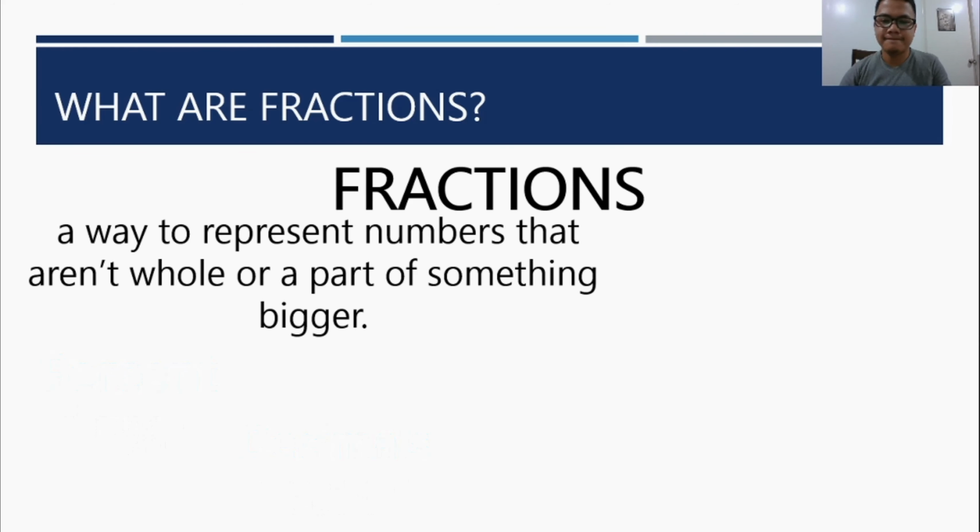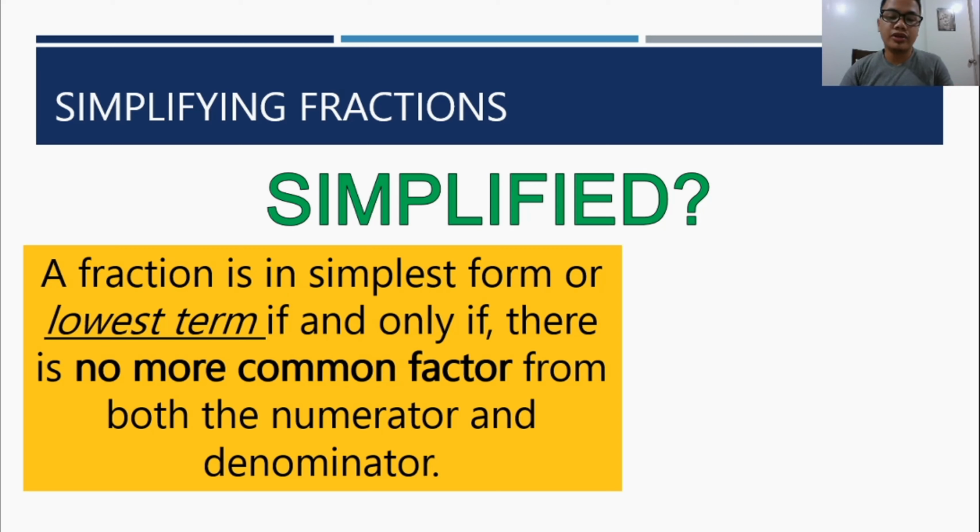But how will we know if a fraction is simplified or not? When do we know that a fraction could still be simplified? A fraction is in simplest form or lowest terms if and only if there is no more common factor between the numerator and the denominator. Just like what we reviewed a while ago about GCF. If there are no more common factors between the numerator and denominator, then it's simplified.